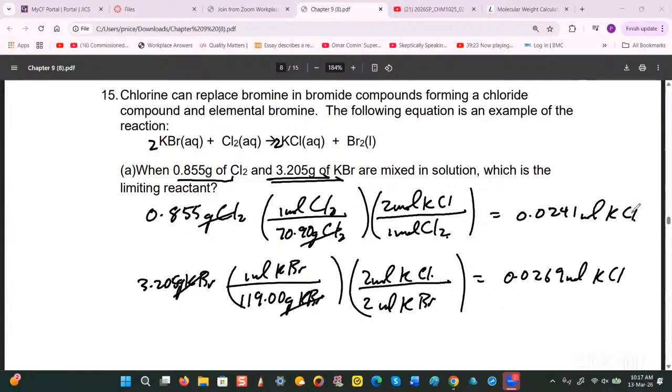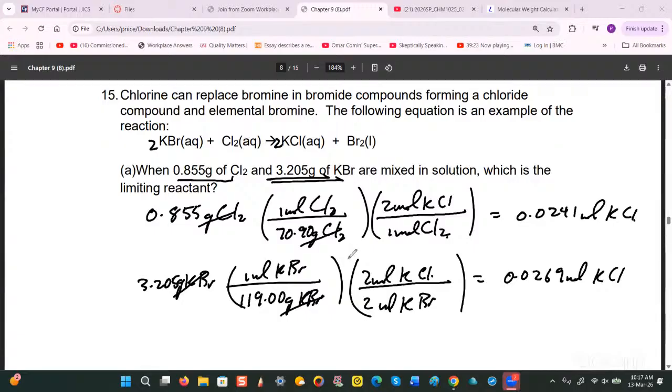Yes, sir. Will we not multiply the 3.205 divided by 119 times 2? I got this here. No, this is 2/2, so that's 1, basically, right?